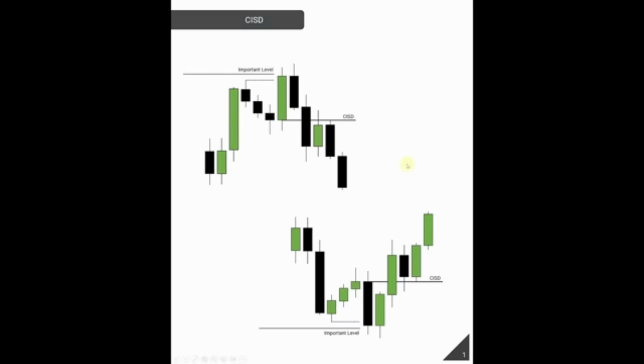So here we are in the PDF, and what is the change in stated delivery? Well, the change in stated delivery is when price goes from bullish to bearish or from bearish to bullish. Now, let's go through this example here.